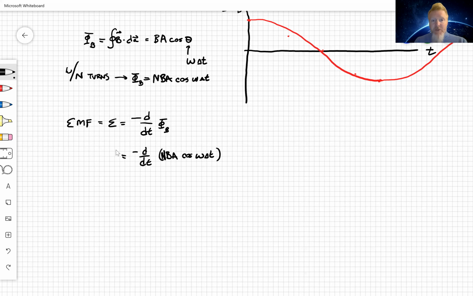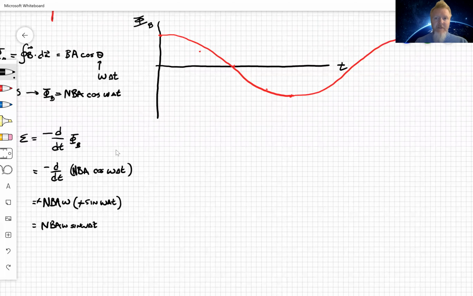So now the d by dt combs through, finds the cosine, and says, okay, I've got to take a minus NBA. I've got to take an omega out here. I'm going to change the cosine. The derivative of cosine would be negative of the sine. So these two minuses are just going to go away. And the EMF is going to be NBA omega sine omega t, like that.